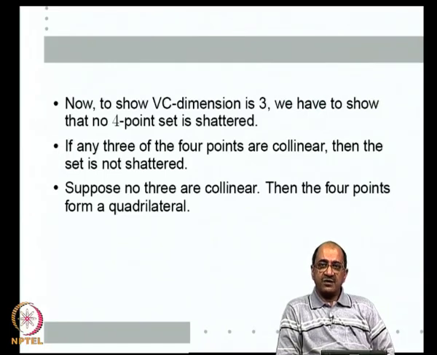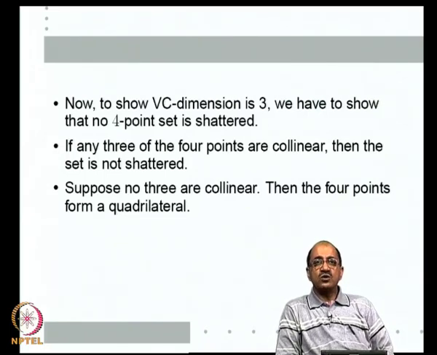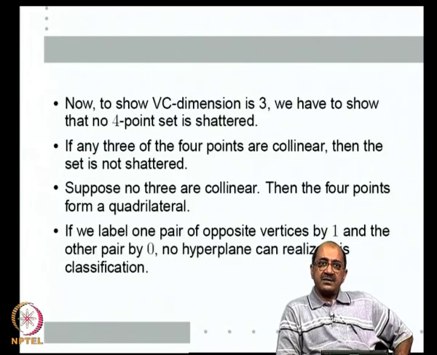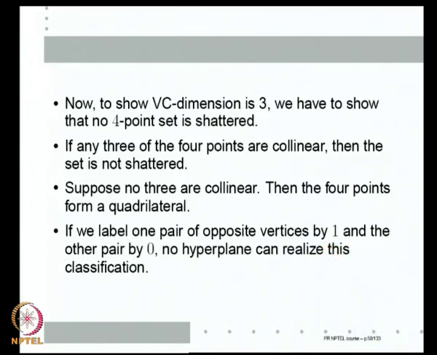In R2, if you give me 4 points such that no 3 are collinear, then the 4 points form a quadrilateral, right. That is the definition of a quadrilateral. Given any 4 points in R2, if no 3 of them are in a line, then the 4 points will form a quadrilateral, right. Because they form a quadrilateral, if I label one pair of opposite vertices by 1 and the other pair of opposite vertices by 0, then no hyperplane can realize this particular labeling. I hope that is clear.